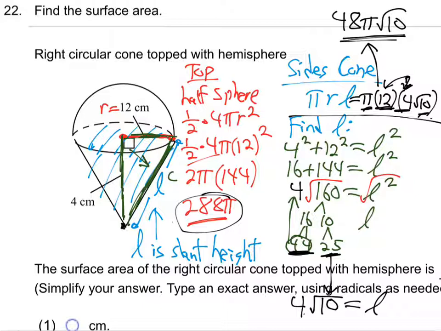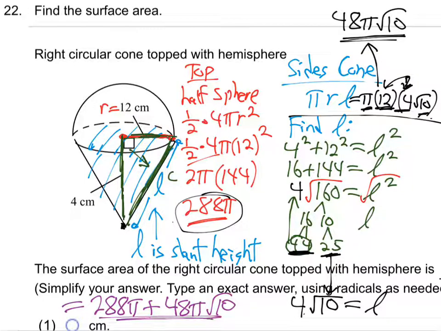No surface area there. So the overall answer to this question, the total surface area, is 288 pi plus 48 pi root 10. Just add them up. And that's how they want us to leave it, just like that. There's really nothing more we can do. And we'll say square centimeters because area is always square units. And they want us to leave an exact answer, so we leave it just like that.